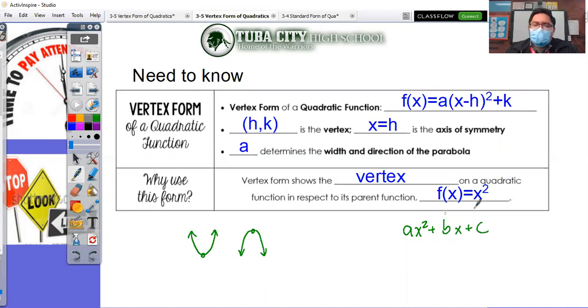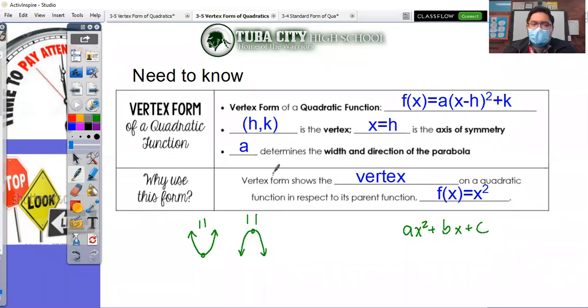And there's no A, B, or C, but there is still the A actually. So there's no B and C. So A is this number out in the front. And sometimes there might not be an A value. It might just be a negative. So if that happens, then it's treated like it's -1. And that determines the width and direction of the parabola. So remember, if A is positive, it's like a smiley face. If A is negative, then it's, well, a frowny face.